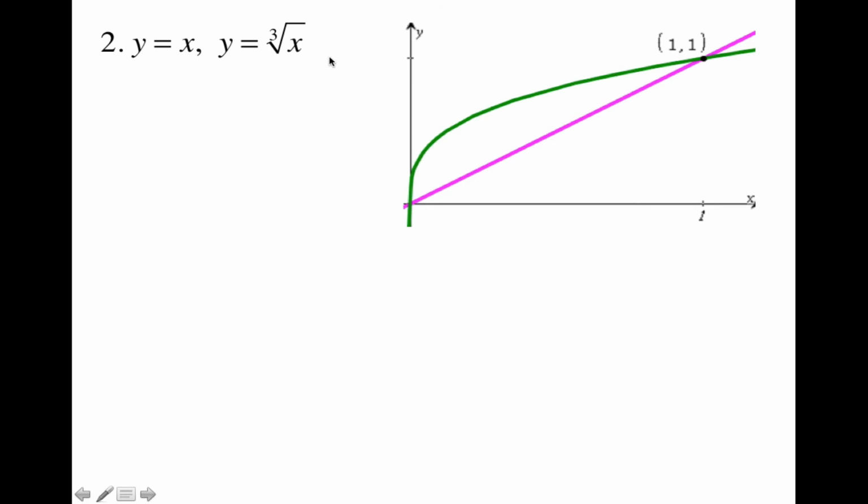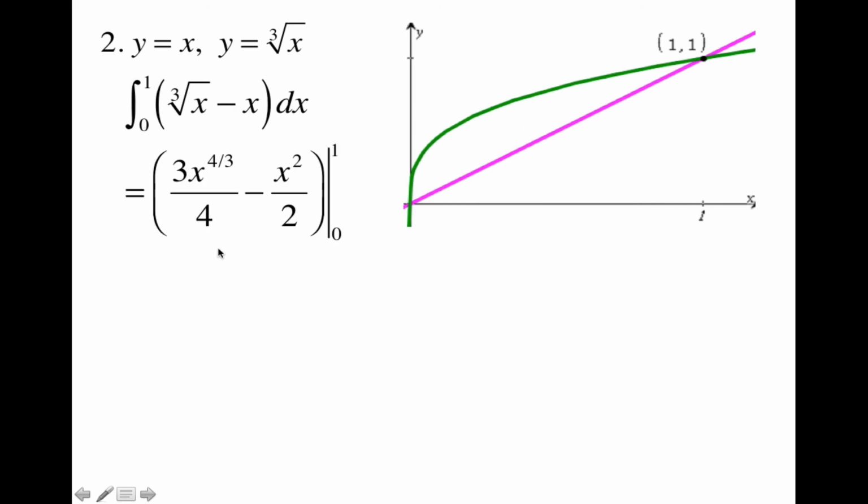And since I was not given an interval, I have to find the intersection points. So doing that either via calculator or setting these equal to each other and solving for x, you would get 0 and 1. So I'm going to go from 0 to 1, top curve minus bottom curve. Going to integrate, evaluate, and simplify.